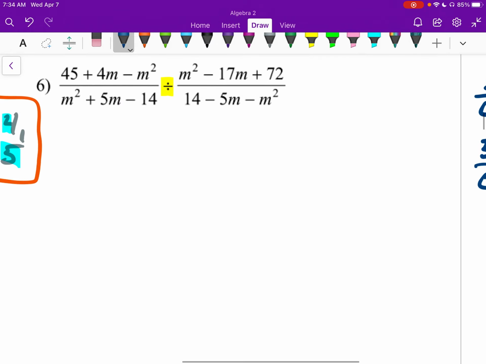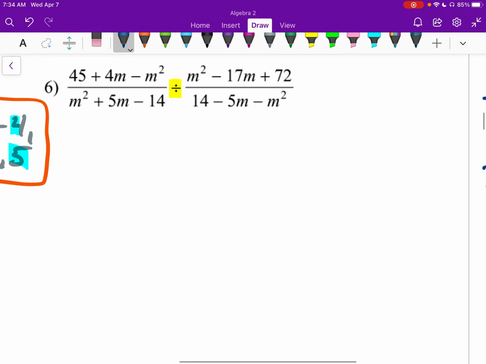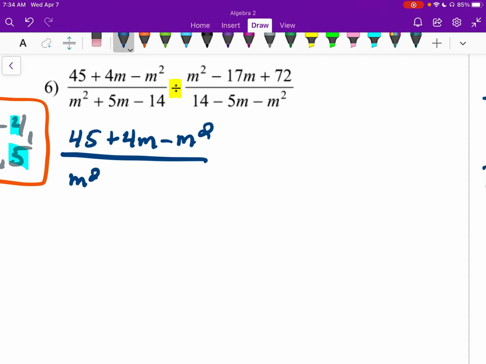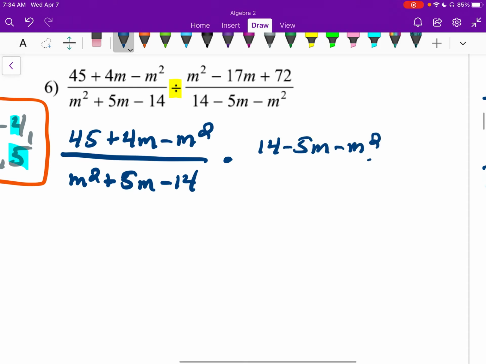Okay? So I'm going to go ahead and just rewrite that now. So this will be 45 plus 4m minus m squared over m squared plus 5m minus 14 times, right? 14 minus 5m minus m squared over m squared minus 17m plus 72.